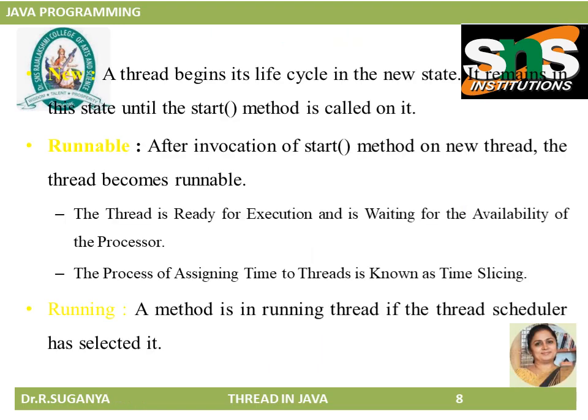New: the thread begins its life cycle in the new state only. It begins with the start method. Runnable: after invocation of the start method on a new thread, the thread becomes runnable. The thread is ready for execution and is waiting for the availability of the processor. The process of assigning time to a thread is known as time slicing. Running: a thread is running if the thread scheduler has selected it.